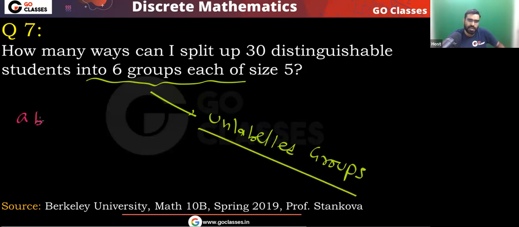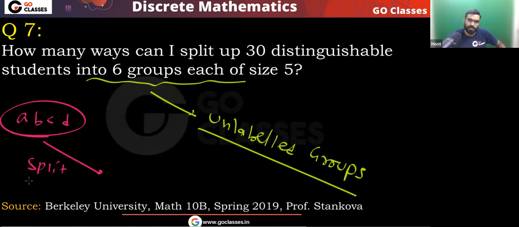For example, you have A, B, C, D. These are the students, and you are splitting them into 2 groups. Split into 2 teams. It's like, okay, AB in one team and CD in one team. You tell me one thing. This and this, are they same?